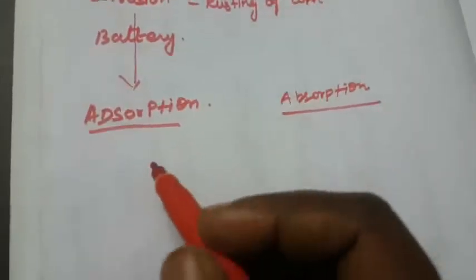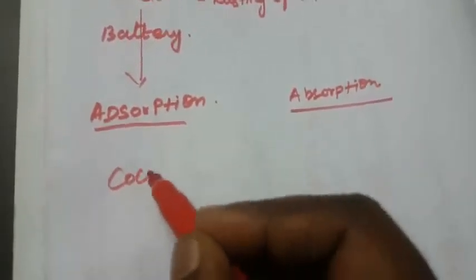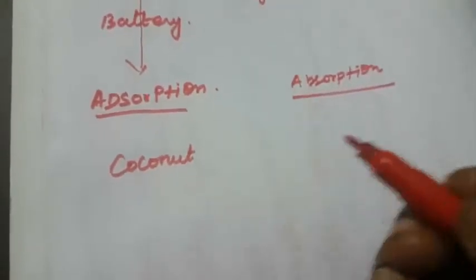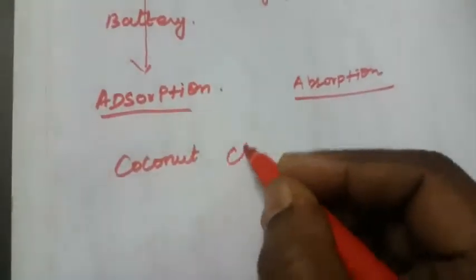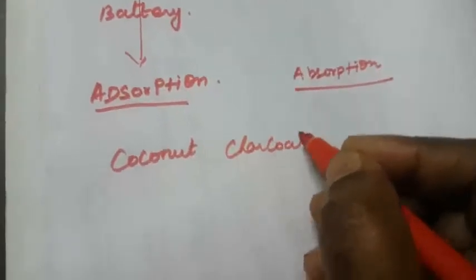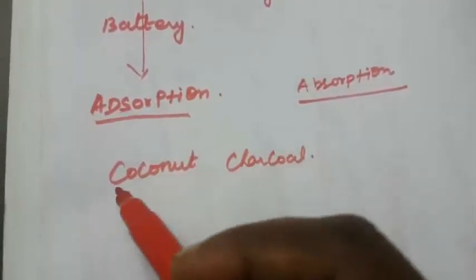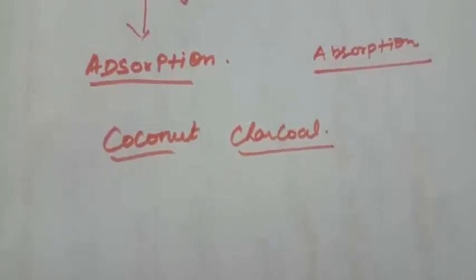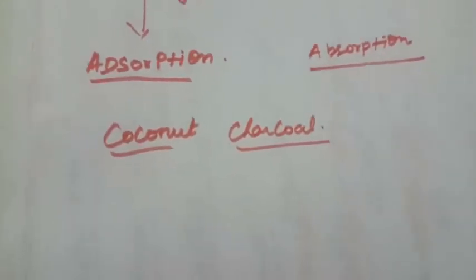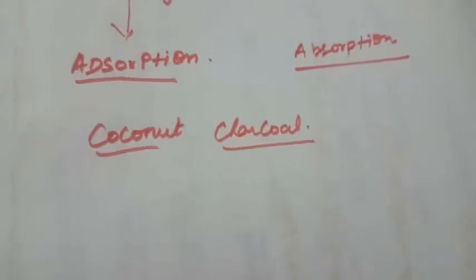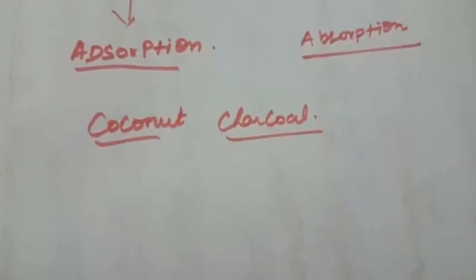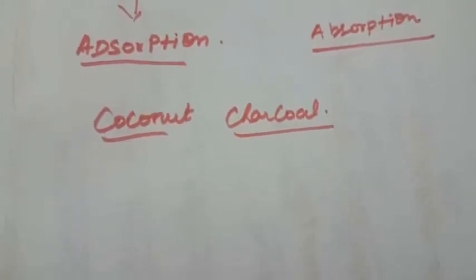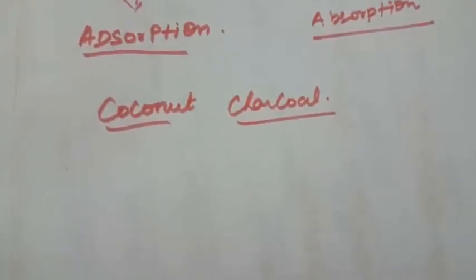Say, for example, coconut charcoal. What is meant by coconut charcoal? We take the coconut shell, make it into a powder, and that is called coconut charcoal. The coconut charcoal is placed in a closed container in powder form and filled with gas. We fill a container with coconut charcoal and then let air in. After some time the pressure decreases.